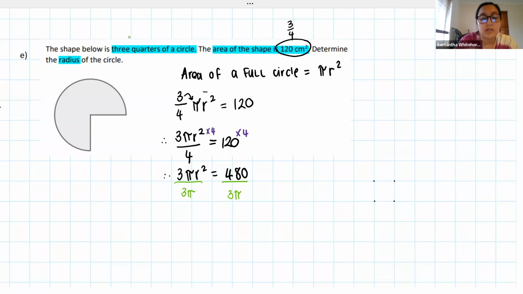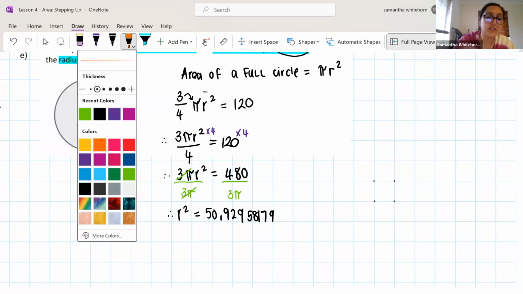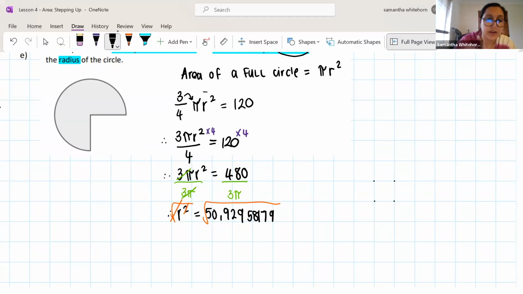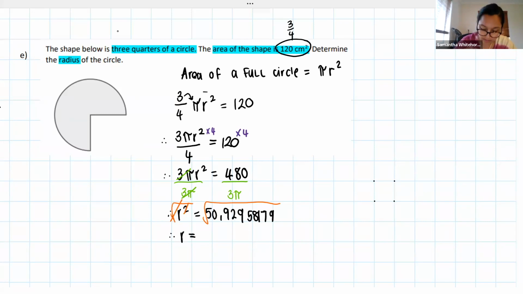And so when we say divide by 3 pi on both sides, I'm left with just the r squared on the left, and 480 divided by 3 pi is 50,9258179. Now guys, I'm not going to round that off. It's not my final answer, so I can't round off. Once, however, I have square rooted both sides in order to get the r alone, I do have my final answer.